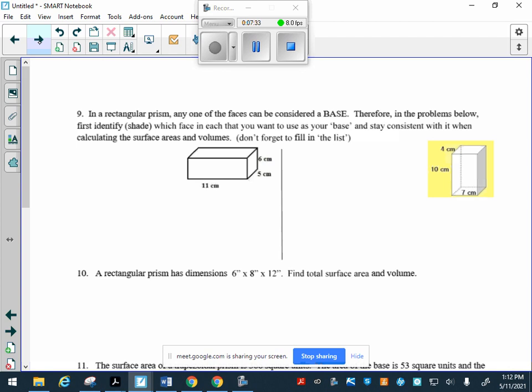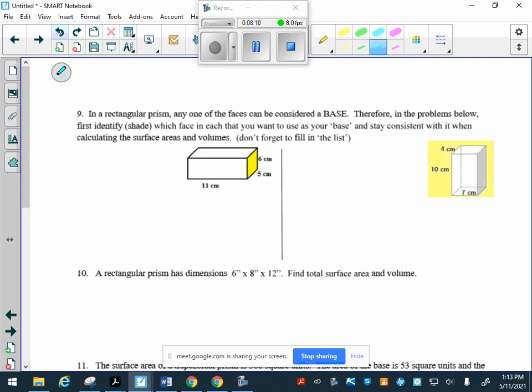Well, what you want to make sure you do is just pick one and stick to it. So you may want to use this as your base, or you may want to use this as your base. You could even use the front as the base. Whatever you do, I recommend shading it in so that you don't forget that that's your base. And then everything in your list pertains to that base that you chose.